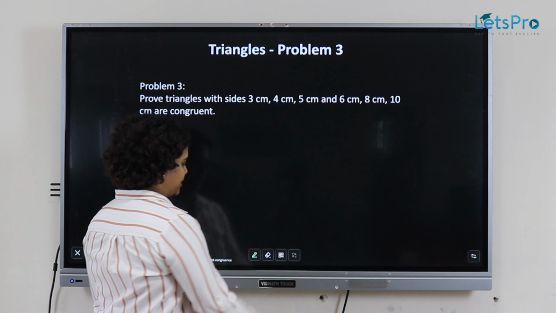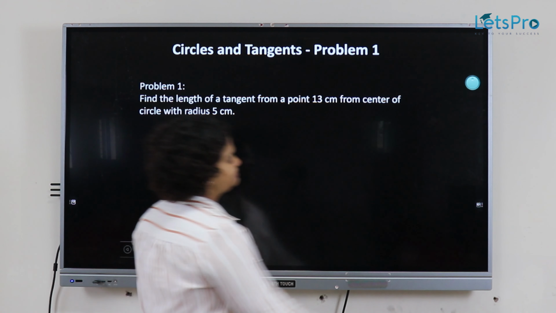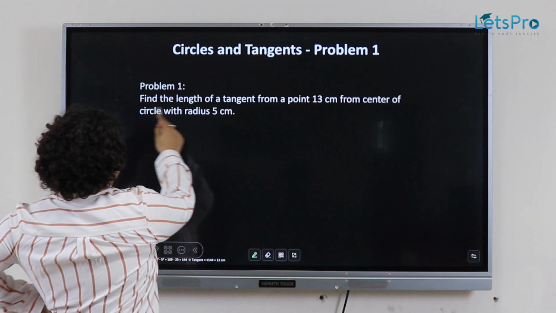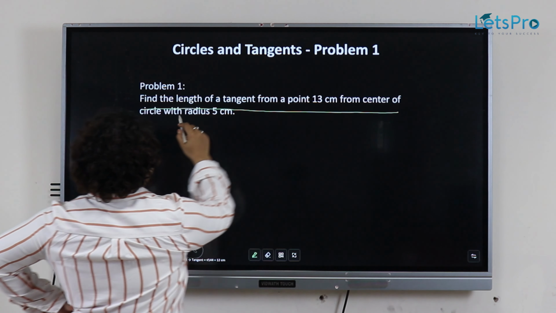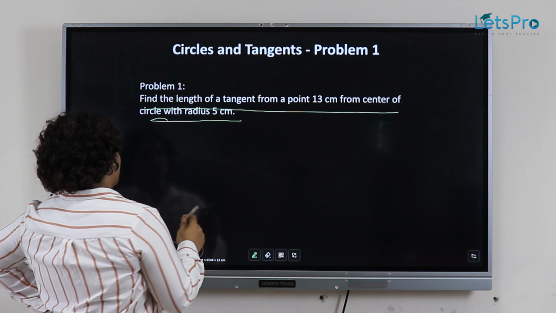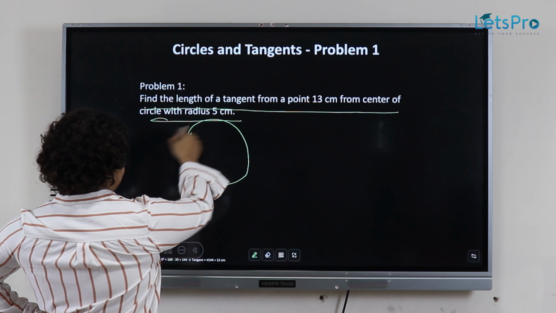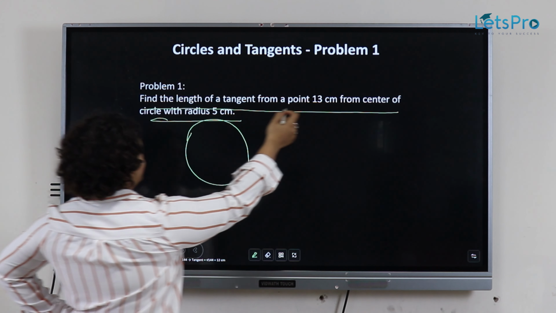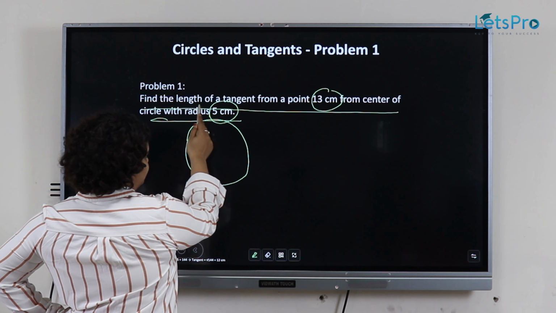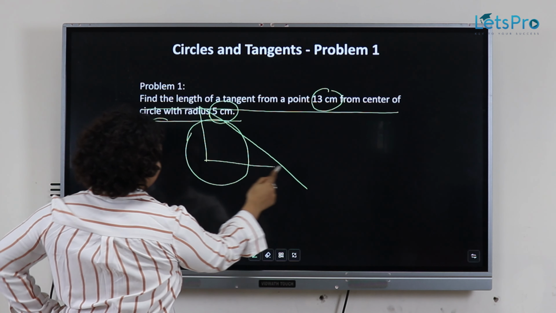All right, okay. Next, let's go to circles and tangent problem. Now see here, find the length of tangent from a point 13 centimeters from the center of a circle with radius 5 centimeters. Now here, how do you do that, right? So whenever you have a circle like this, what is given to you? 13 is given to you and 5 is given to you. So tangent is basically a leg of a right triangle, correct? So if I draw it like this, then I am going to get what?